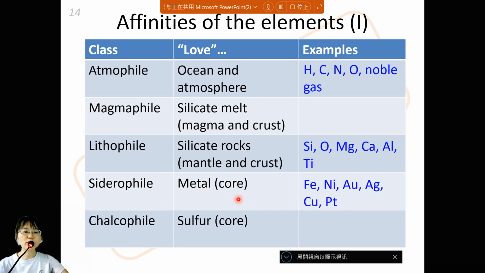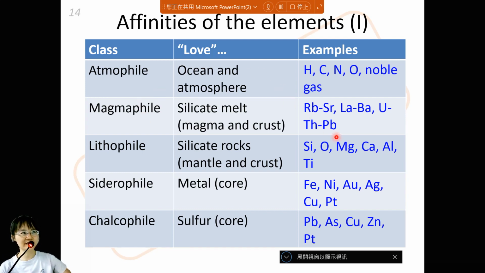For siderophile, we know there must be iron. There is also nickel, gold, silver, copper. They are relatively abundant, and unfortunately, they are rare in the crust. That's the reason why gold, silver, copper, platinum are expensive for us. Chalcophile, I will not go into detail of them. The most interesting part is magmaphile.